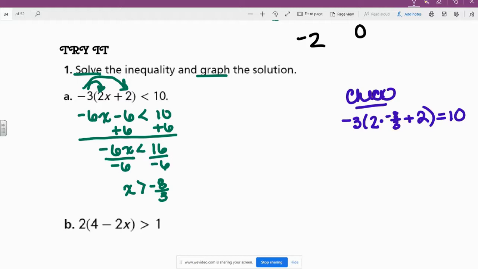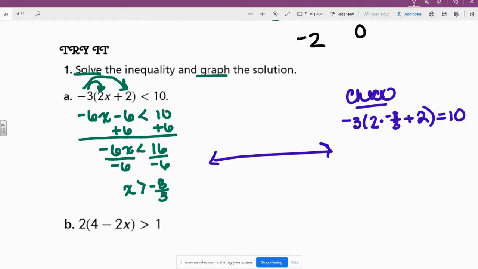So I'll give you a moment, check that. I'll get my calculator here. So 2 times -8/3 plus 2, and then multiply that all by -3, and it should equal 10, and it does. So that means my answer of -8/3 is correct.